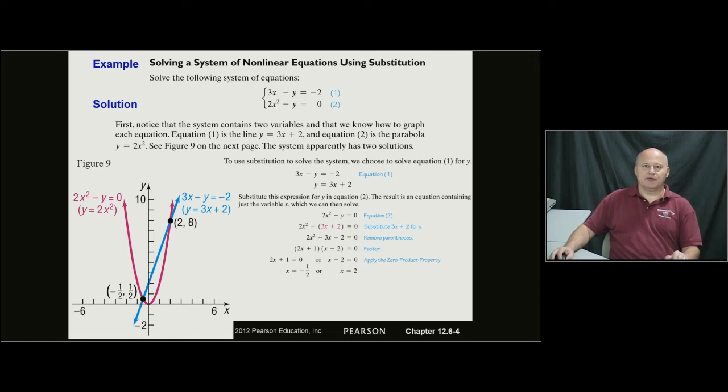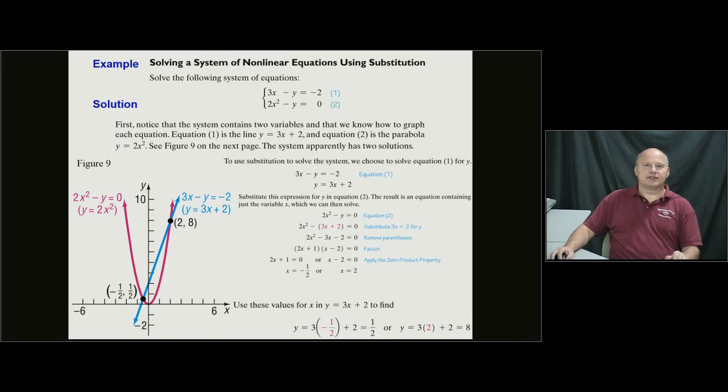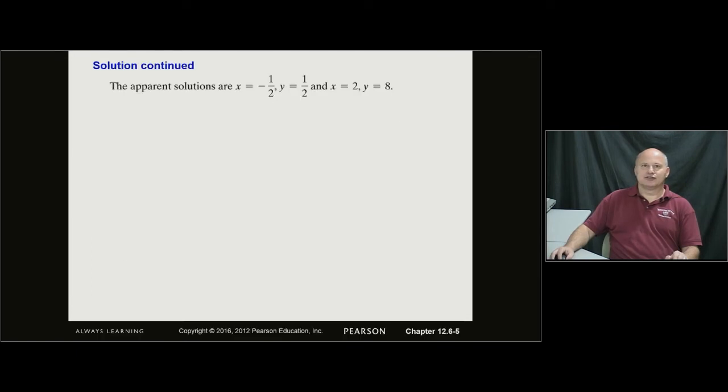And so x equals 2, and 2x plus 1 equals 0: subtract 1 and divide by 2, and it'd be negative 1/2. So we got x equals negative 1/2, and x equals 2. We're going to use the values of x to solve for y. If y equals 3x plus 2, and x is negative 1/2, 3 times negative 1/2 plus 2 is positive 1/2. And if x equals 2, then y equals 3 times 2 plus 2, which is 8. So the apparent solutions are x equals negative 1/2, y equals 1/2, and x equals 2, y equals 8.